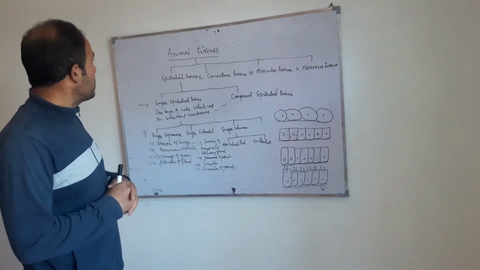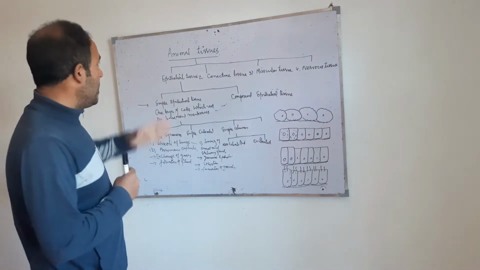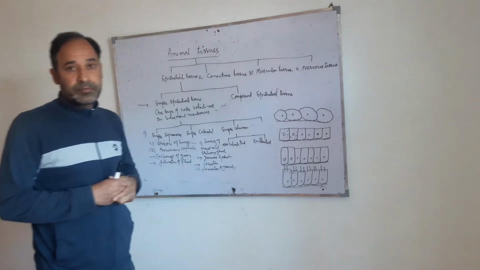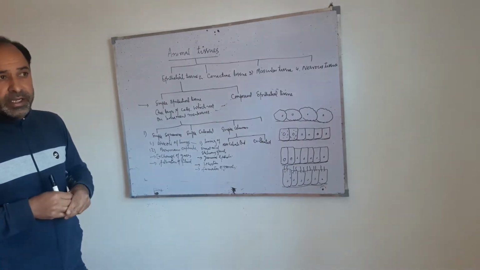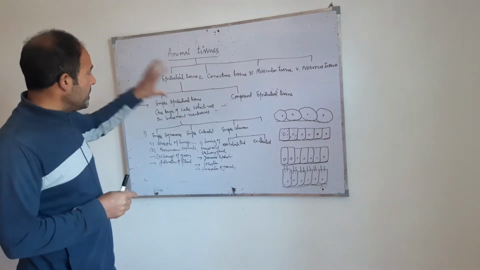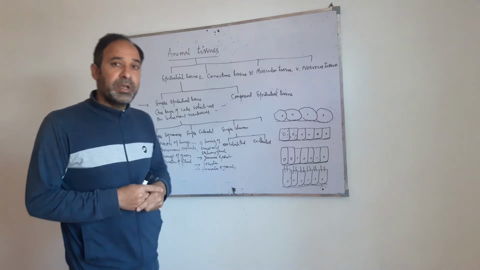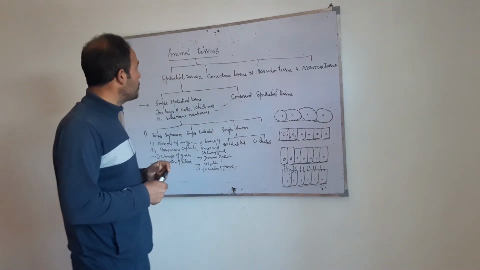Today's class for 11th is animal tissue. As we all know, there are at least more than 200 animal tissues, and these 200 animal tissues have been categorized or folded into only 4 animal tissues.